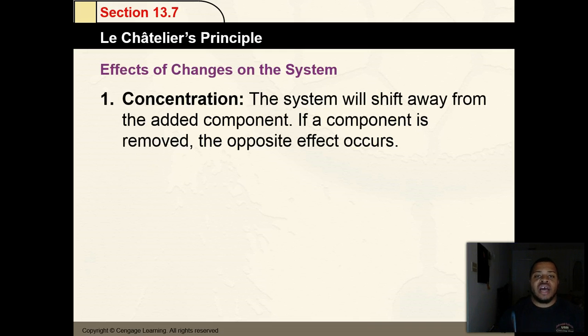Now, if I change certain things, the first thing we're going to talk about is concentration. If I change the concentration of some component, one of the reactants or products, it's going to shift away from that change. What do I mean? Say this is my reaction: H2 plus O2 yields H2O. If I add in, say, hydrogen gas, the reaction is going to shift in a direction that will produce more water.